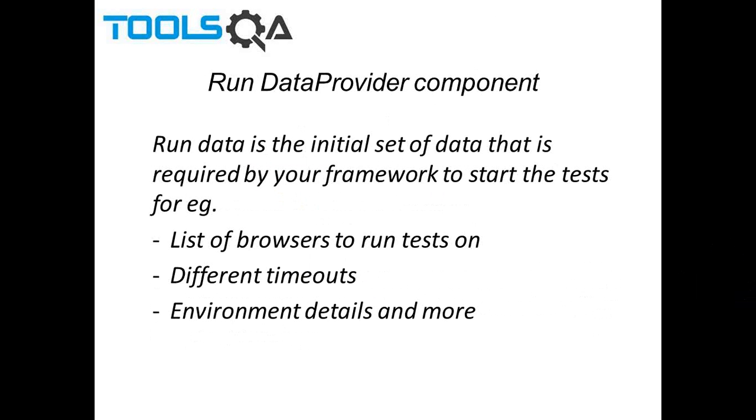Now let us move on to the next component, which is the run data provider. We have talked about the run data provider. It is responsible to give you information related to your test run. For example, on how many browsers you want to run your tests, the different timeouts that you want to put on your browser, the environment details. For example, run these tests on test environment 2, or probably the database information, the login information of a database, and similar information which is required by the framework in order to start your tests, right? So this is what the run data provider component is.